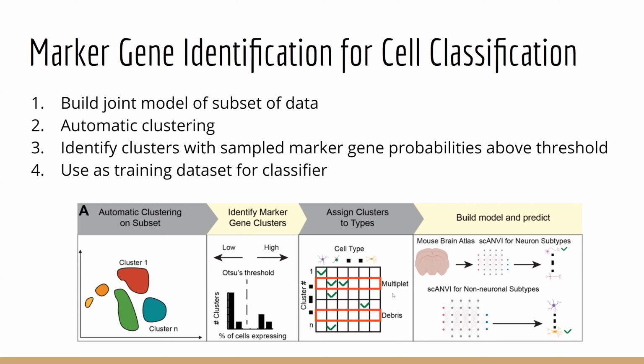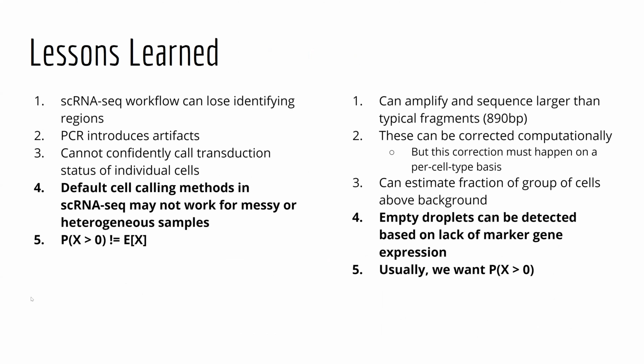And we use that to get a picture of the main cell types in our samples, the major cell types: neurons, astrocytes, oligodendrocytes, and microglia. And the lesson that we learned here, and I really want to stress this, is the default cell calling methods in single-cell RNA-seq may not work for your sample. So look carefully. And this other point, that probability of x greater than 0 is not equal to the expectation of x. And usually, from a biological perspective, we want probability x greater than 0, unless you really are looking for upregulation of genes as opposed to binary switches.